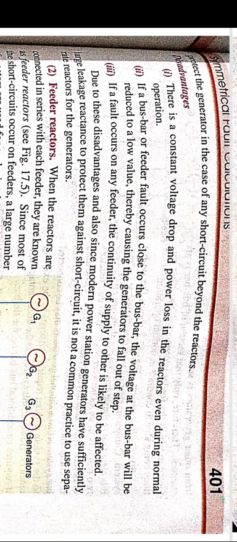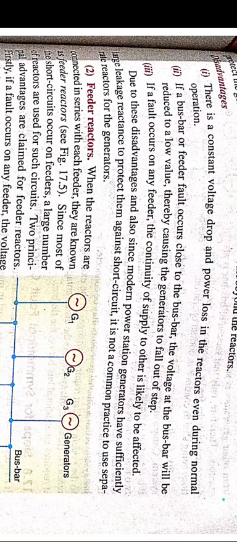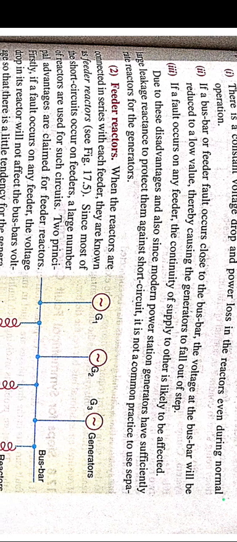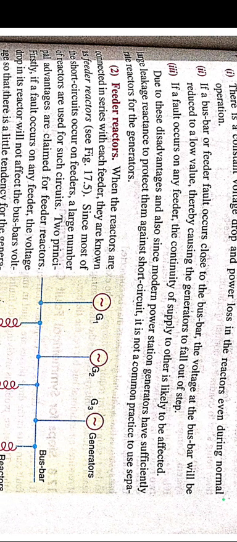If a busbar or feeder fault occurs close to the busbar, the voltage at the busbar will be reduced to a low value, therefore causing the generator to fall out of step. If a fault occurs on any feeder, the continuity of supply to other feeders is likely to be affected. Due to this disadvantage, and since modern power station generators have sufficiently large leakage reactance to protect them against short circuit, it is not common practice to use a separate reactor for each generator.